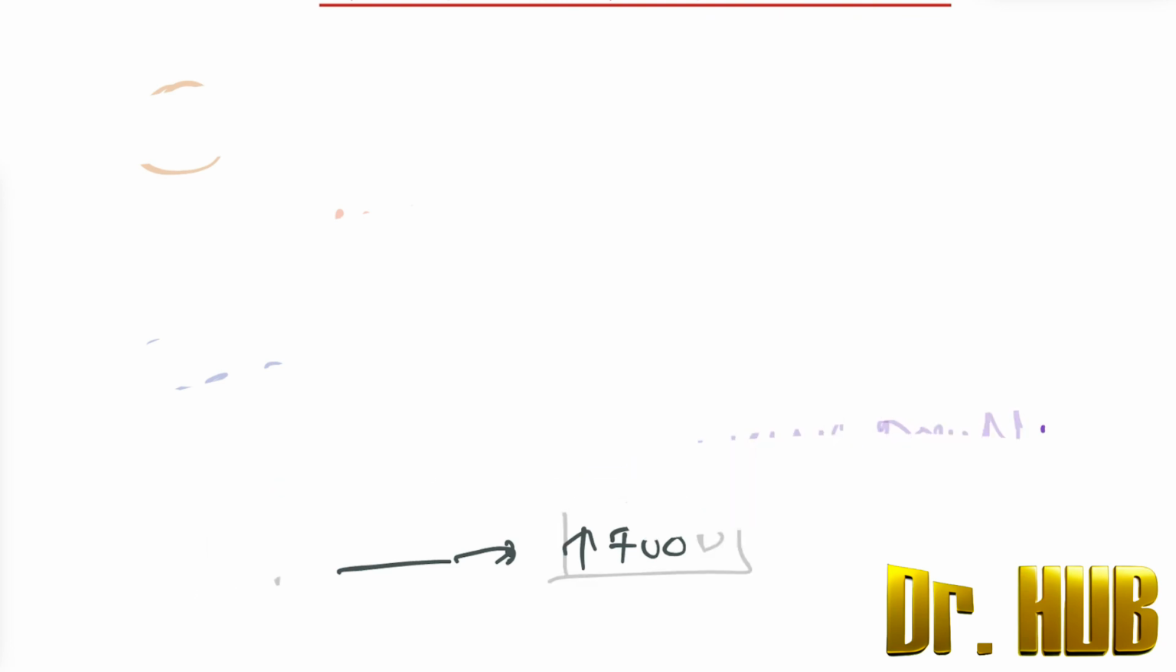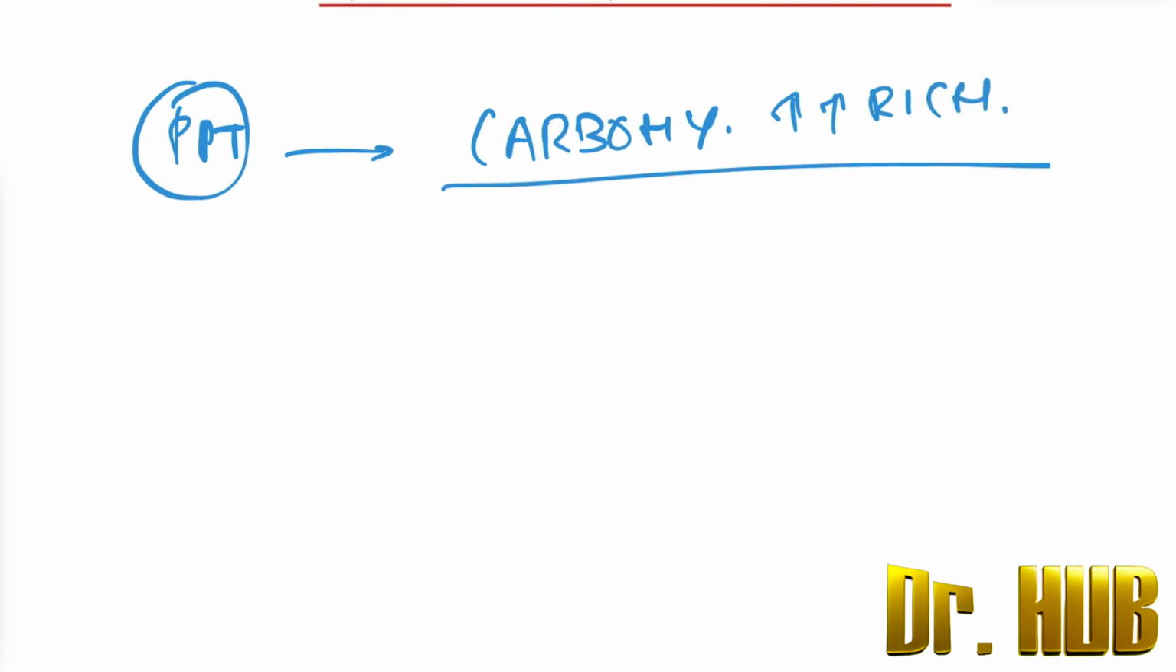So how is it precipitated? The precipitation here is by carbohydrate rich food. It is precipitated by carbohydrate rich food.